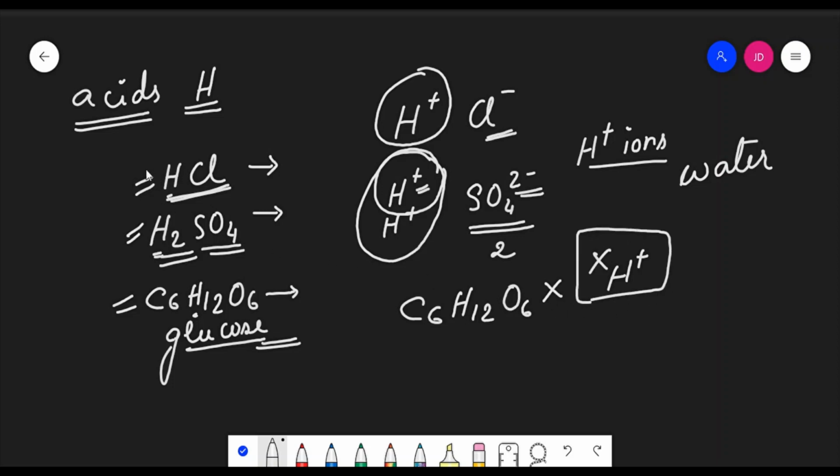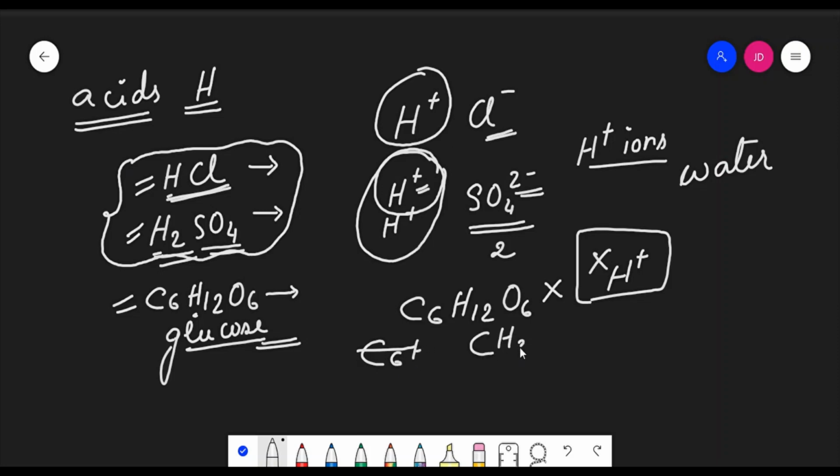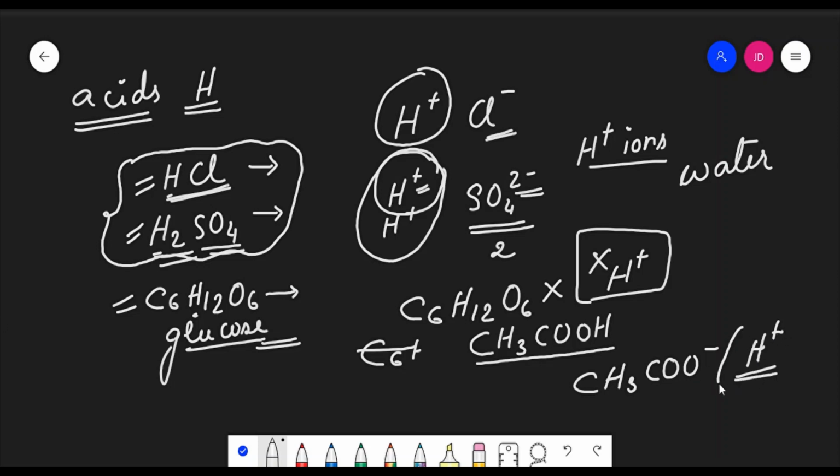And to qualify as an acid, the ability they should have is they should be able to release H plus ions in water. Same goes for CH3COOH. Why was it COOH and not OH? What was the difference between OH and COOH? When you dissolve acetic acid in water, it forms CH3COO minus and an H plus. So whatever is producing H plus, we'll consider it what? Acid.